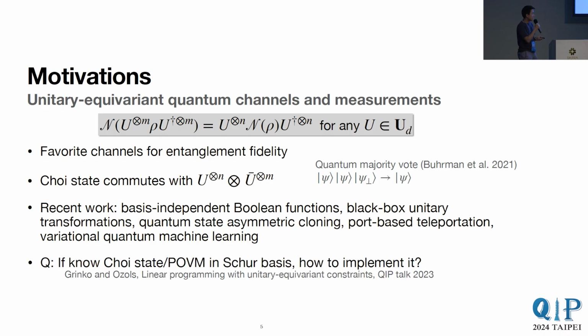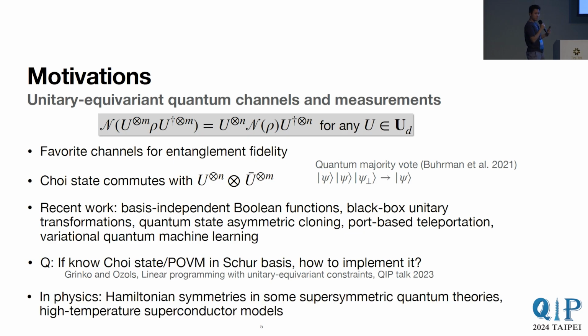So I think the question that's underexplored in these works is how to actually efficiently implement the channels. And the most common scenario that I've seen in these works is usually we know how the channel will look like in the Schur basis, and we want to implement it. So the motivation is, with the mixed Schur transform, hopefully we can bring the state in the Schur basis back to the computational basis.